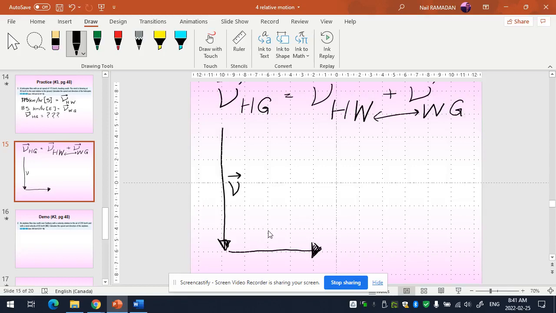So this one will be V. Please make sure you put the arrow on top because it's a velocity. V H W. And this one would be V W G. Okay, this one will be 175, and this one will be 85. Good. So that means, boom, that's it. What do you call this angle? What's the symbol for angles in math? Theta.